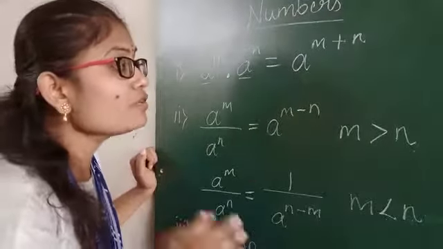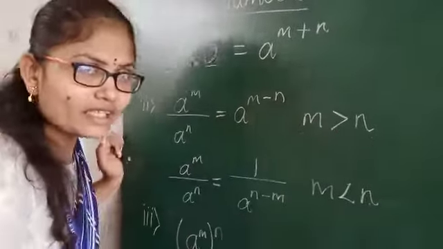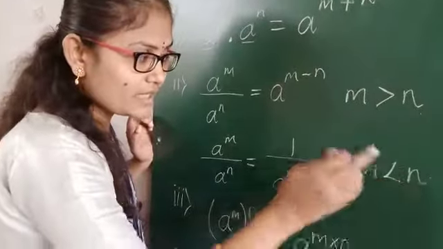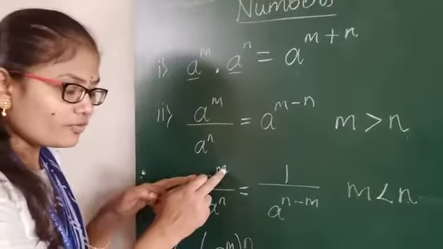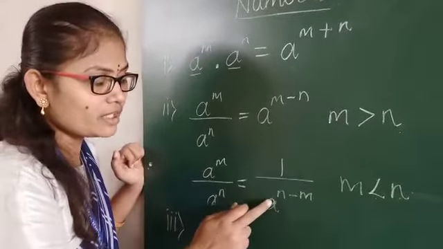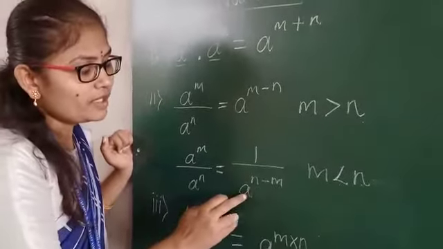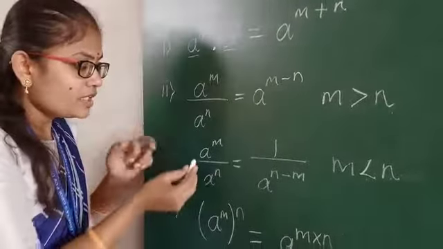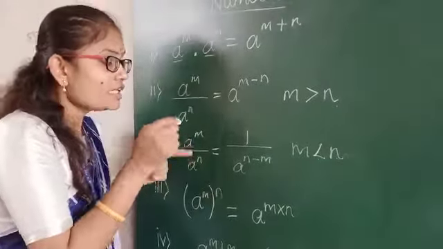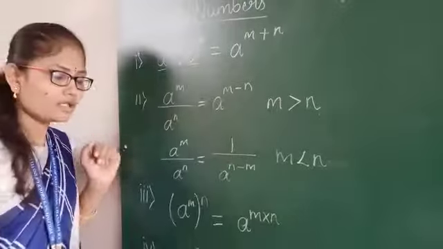In which situation? When m is greater than n. If m is lesser than n, then what we have to do is a to the power of m divided by a to the power of n is equal to 1 divided by a to the power of n minus m. Here also the base is the same and exponents are different. If n is greater than m, then we get 1 divided by a to the power of n minus m.